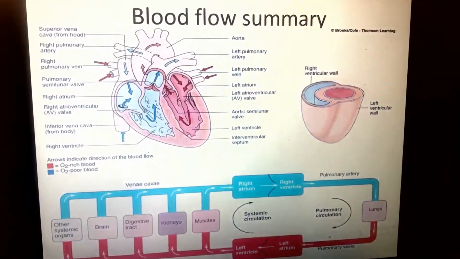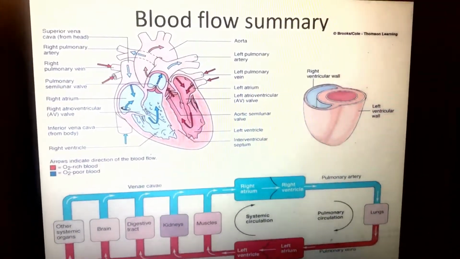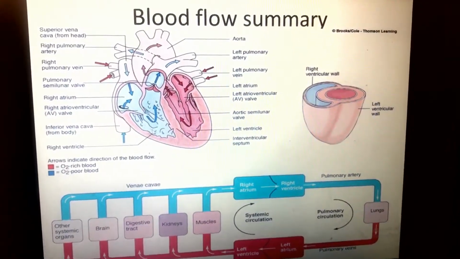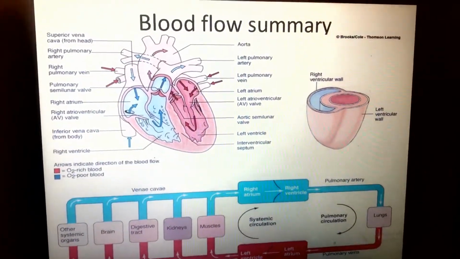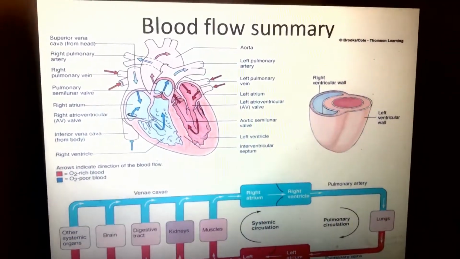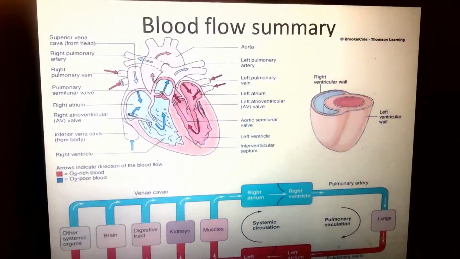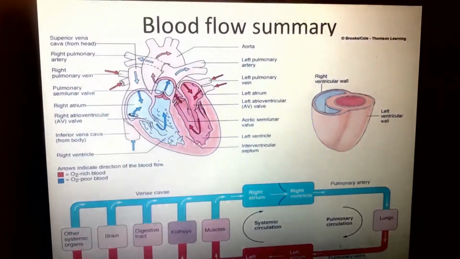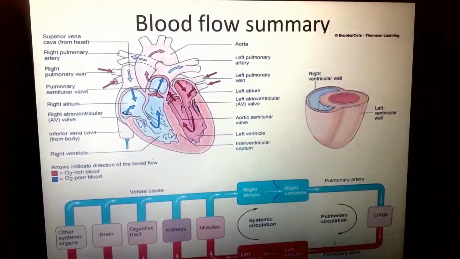Now, when the blood comes into the right atrium, the tricuspid valve is between the right atrium and the right ventricle. We have leaflets here. You can see these are like leaflets. They open and allow the blood to enter into the right ventricle.